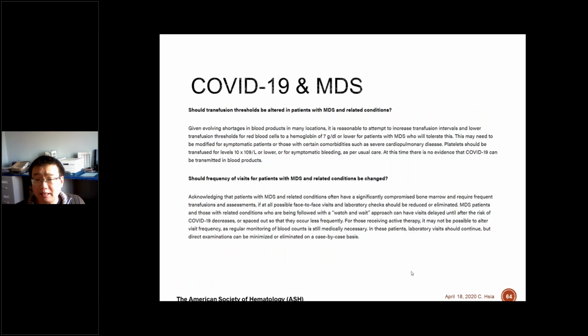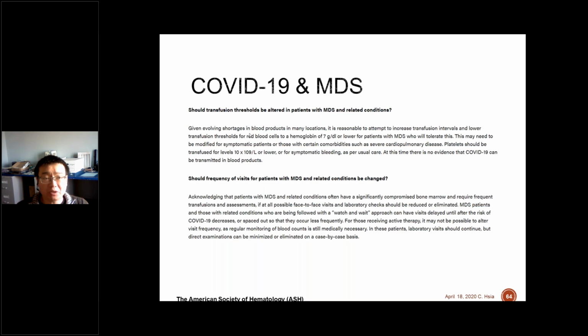One question in here is about transfusions, blood transfusions, and the American Society of Hematology has a comment here as well. Should transfusion thresholds be altered in patients with MDS related conditions? And I'll add in there, are blood transfusions safe, or is there a danger in receiving blood transfusions right now? So we'll try and cover all that.